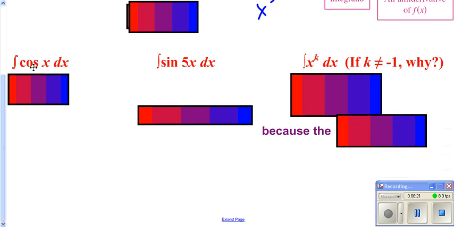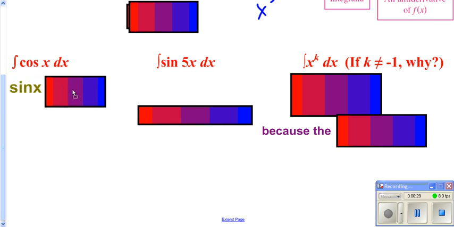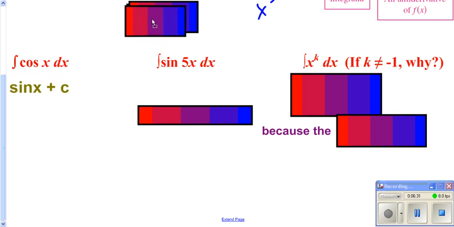So we want to think, okay, the derivative of what is cosine? Well, you should remember that that is just sine. But then you have to remember your plus c.